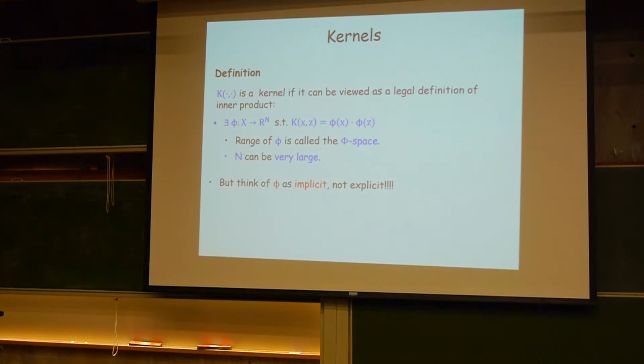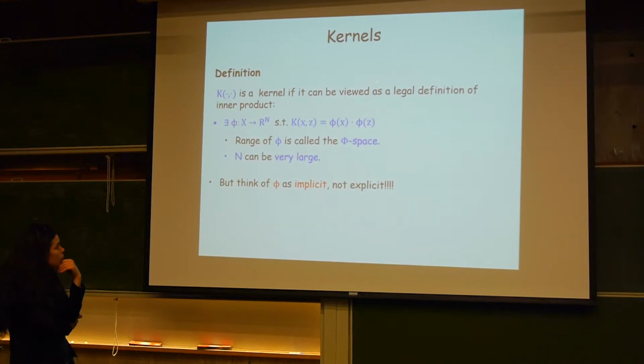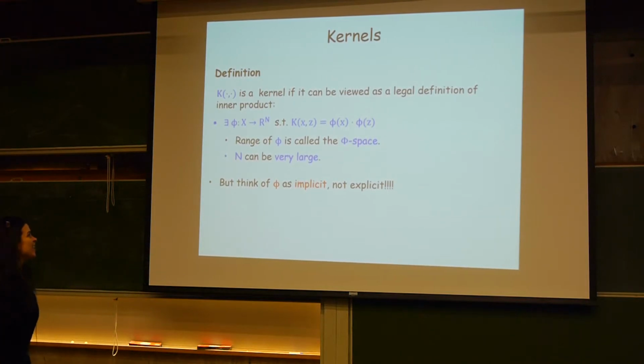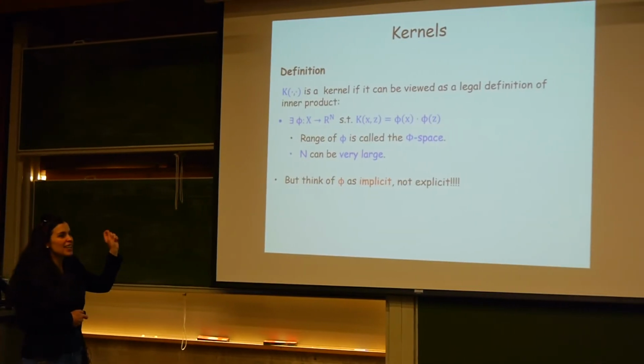So what is a kernel function? It's a pairwise function that can be viewed as a legal definition of a dot product. In other words, k, a pairwise function, is a kernel function if there exists an implicit mapping phi into a potentially very, very high dimensional feature space, which can even be infinite dimensional, with the property that k of x, z is a dot product between phi of x and phi of z. By the way, I use z instead of y because y for me is always a label.